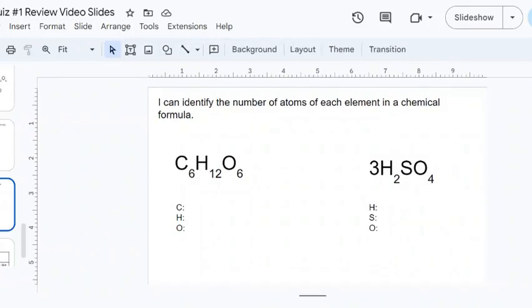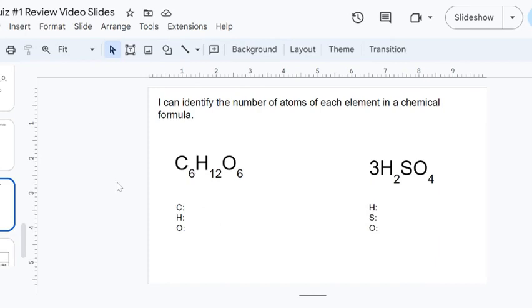Objective. I can identify the number of atoms of each element in a chemical formula. Chemical formulas look like this. They're a combination of letters and numbers. The letters represent elements, and the numbers either represent coefficients, large numbers in front, like this 3, or subscripts, small numbers that come behind an element, like this 6 right here.